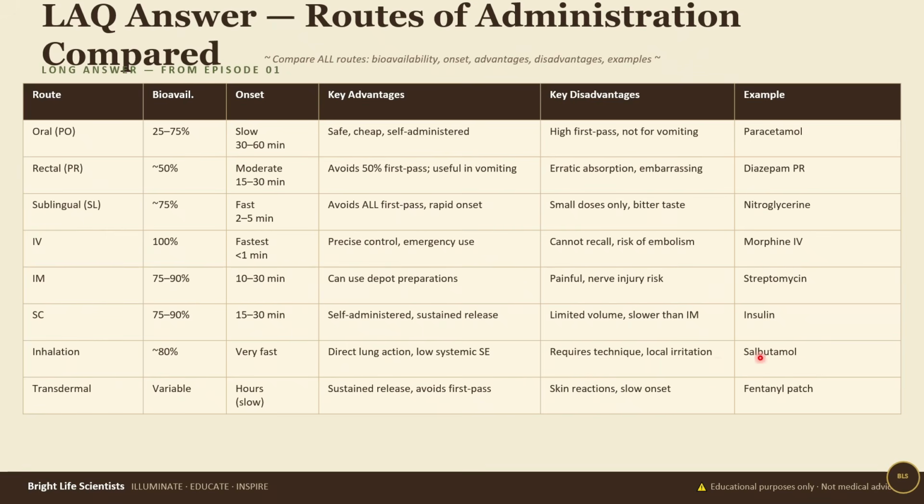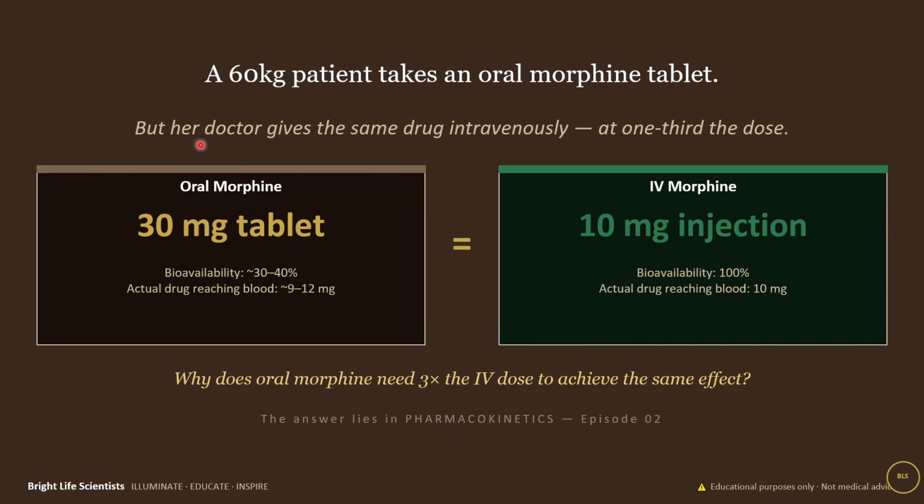Now, before we go any further, I want you to think about this. A 60-kilogram patient takes a 30 milligram oral morphine tablet. Her doctor gives the same drug intravenously, but at only 10 milligrams, one-third of the dose. Same drug, same patient, completely different doses, yet the same clinical effect. How is that possible? Think about it.